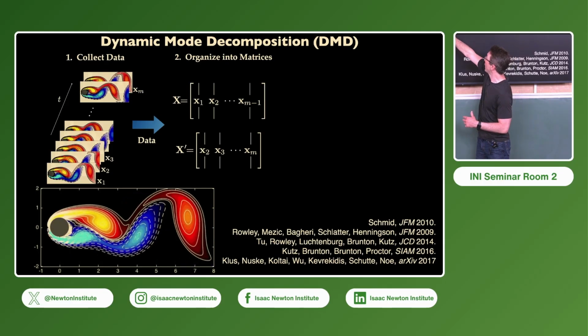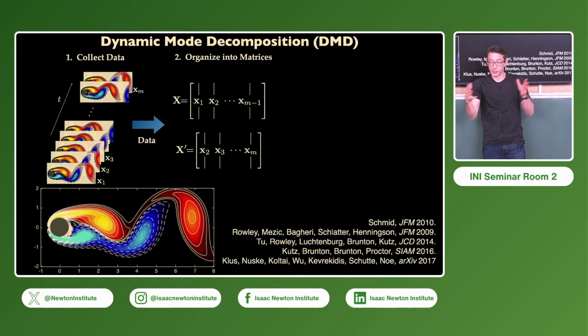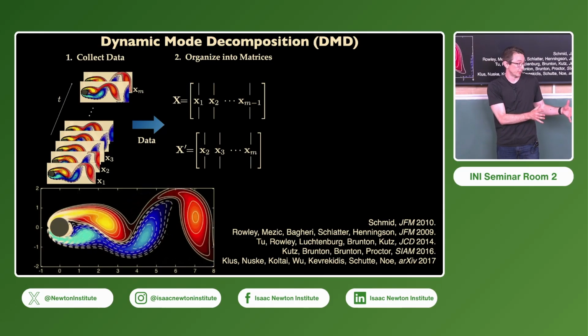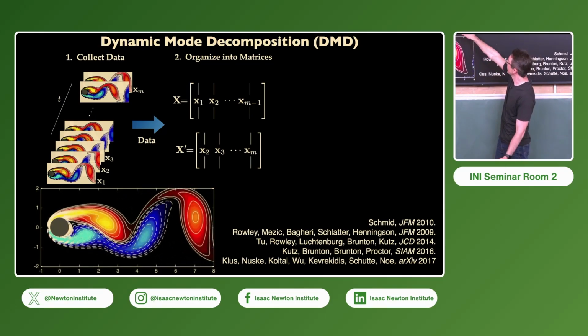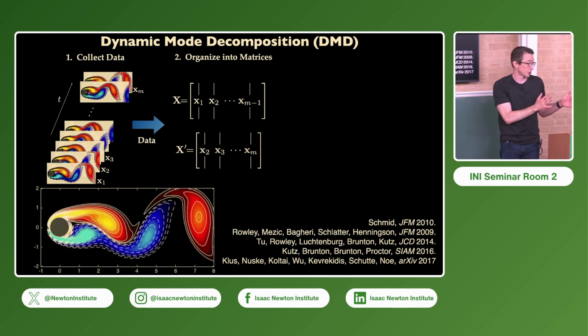And X prime, which is my data matrix, shifted 1 time step into the future. I'm just going to advance every column 1 time step in the future. So there's clearly a huge amount of overlap in these 2 matrices because all of the middle columns are the same. They're just shifted over 1.